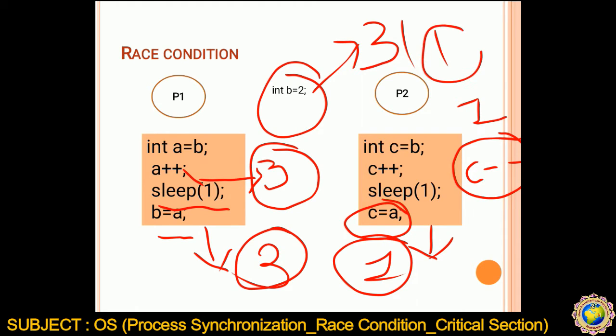See, from among two values, which value we have to consider for further operations, that might be confusing. It's like a race. We have to consider 1 or 3, right? It might not be possible. So in this situation, when two or more processes are reading and writing some shared data, and the final result depends on the relative order of execution, as we have already seen in this example, it is called the race condition, or we can say racing problem. So this is about the race condition.